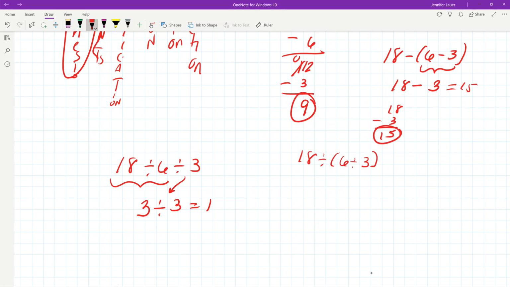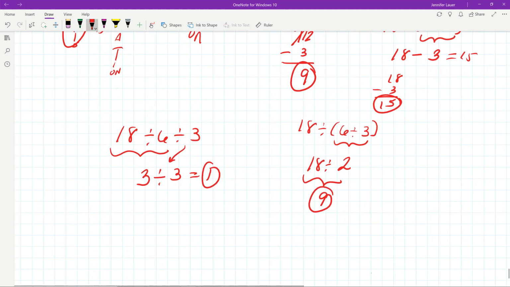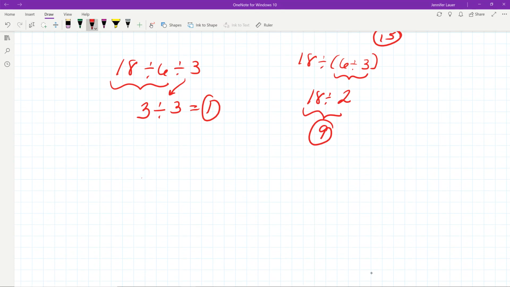We have to do parentheses first. 6 divided by 3. How many 3's are in 6? Well, it's 2. Then, how many 2's are in 18? You'd say 2, 4, 6, 8, 10, 12, 14, 16, 18. That's 9. So notice the answers are different due to order of operations. So let's try one more.